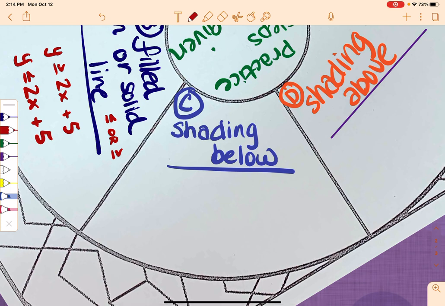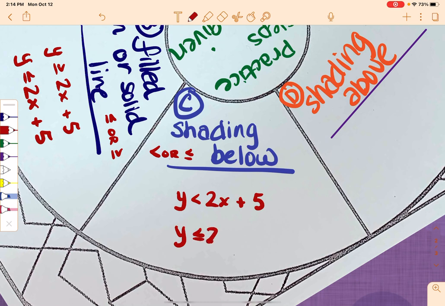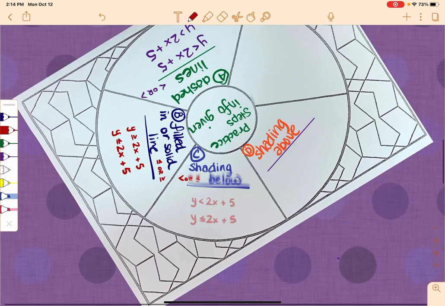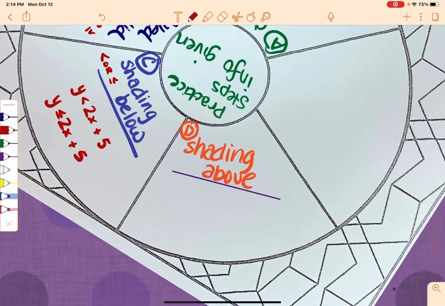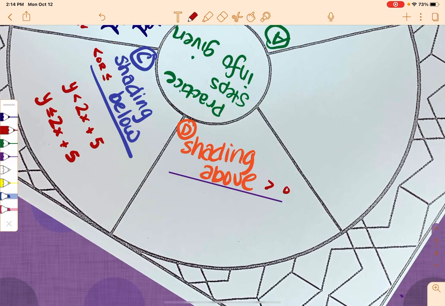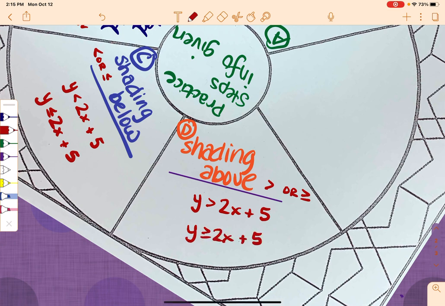Okay, now let's talk about shading. If I shade below, it's got to be less than or equal to. So this would shade below, and so would that. Okay, last one. To shade above, it would have to have greater than or equal to. So this is an example of one that would be shaded above, and this one. Okay, next video, we're actually going to graph the inequalities using these steps.